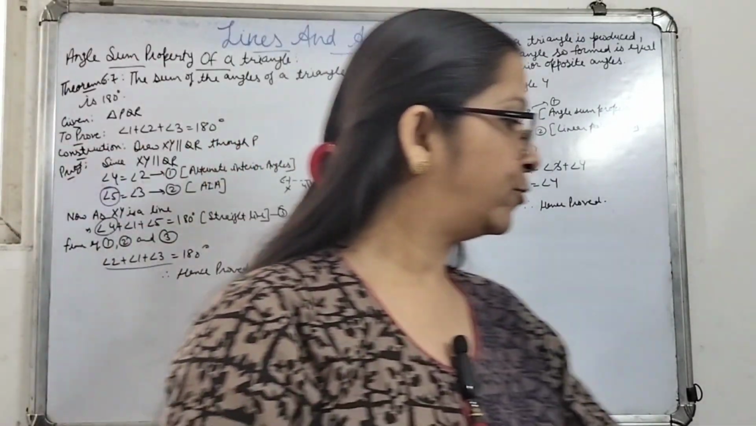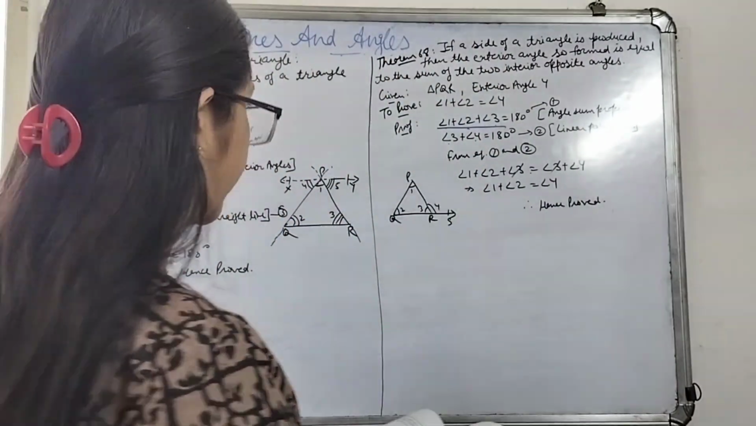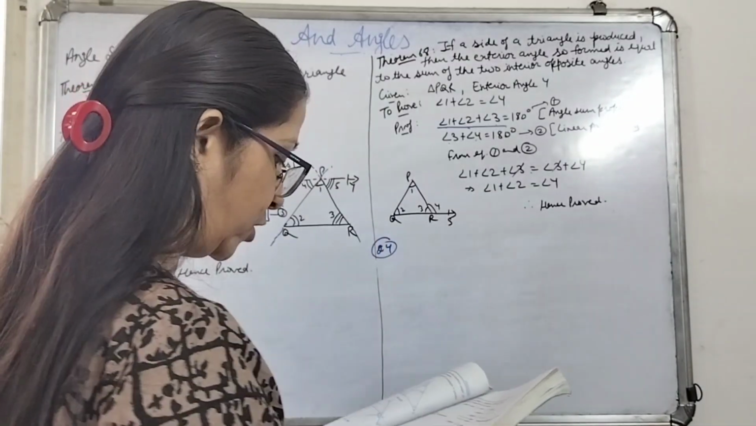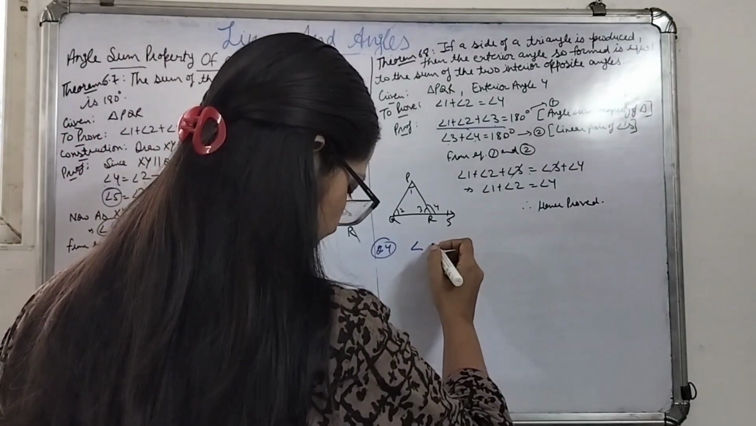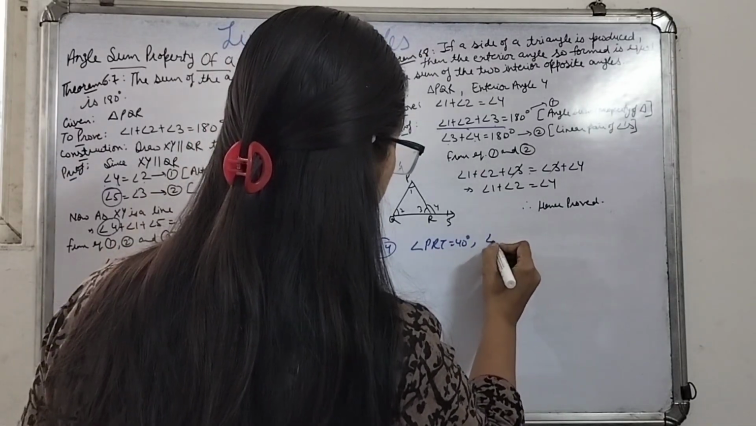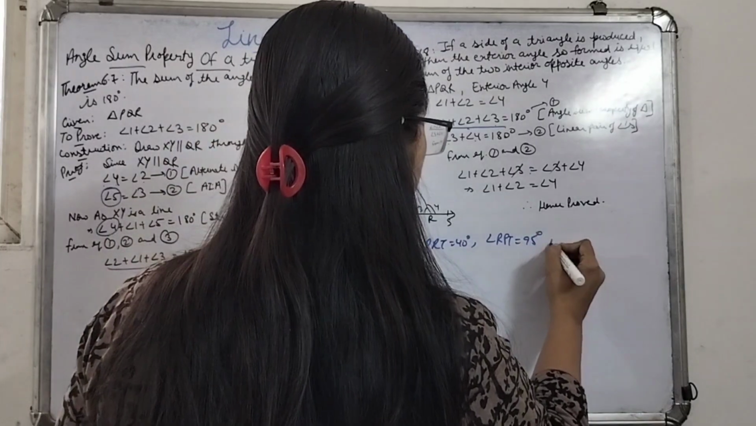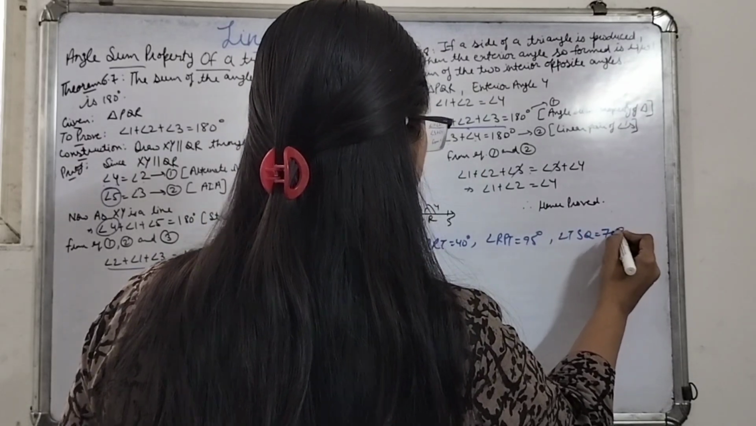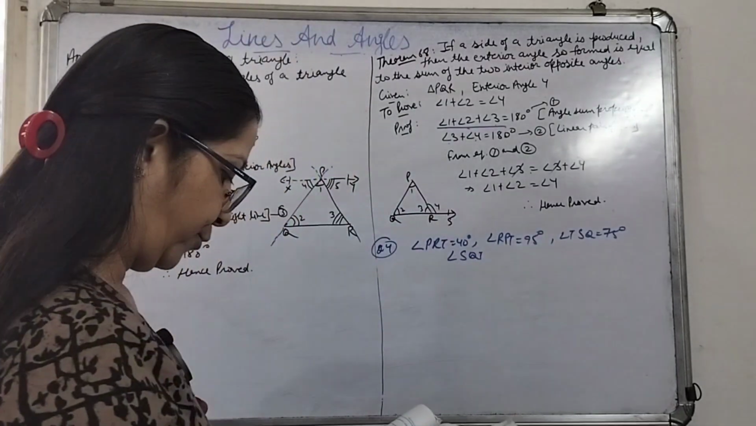Now let's see one of the questions from exercise 6.3, question number 4. In the figure, lines PQ and RS intersect at point T such that angle PRT is 40 degrees, angle RPT is 95 degrees, and angle TSQ is 75 degrees. Then find the value of angle SQT.